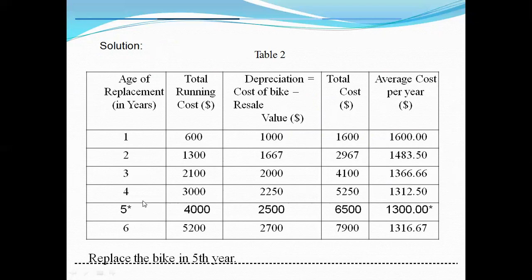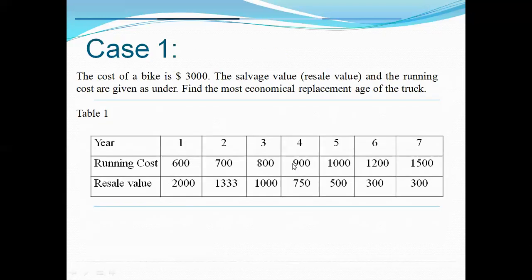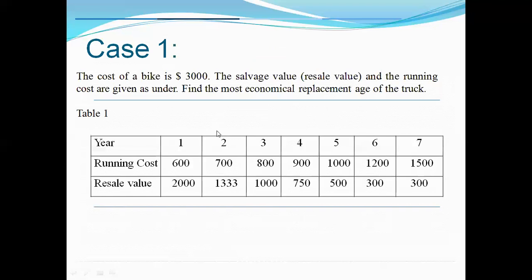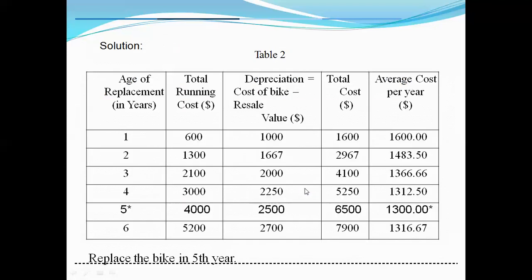Similarly for the fourth year: 2100 plus, in the fourth year, 900. So 21 plus 9, that is 3000. Simultaneously the bike value is 3000 minus the fourth year resale value of 750, so that will be 2250. Upon addition, 3000 plus 2250 is 5250, divided by 4 for the average, and hence it will come as 1312.50.